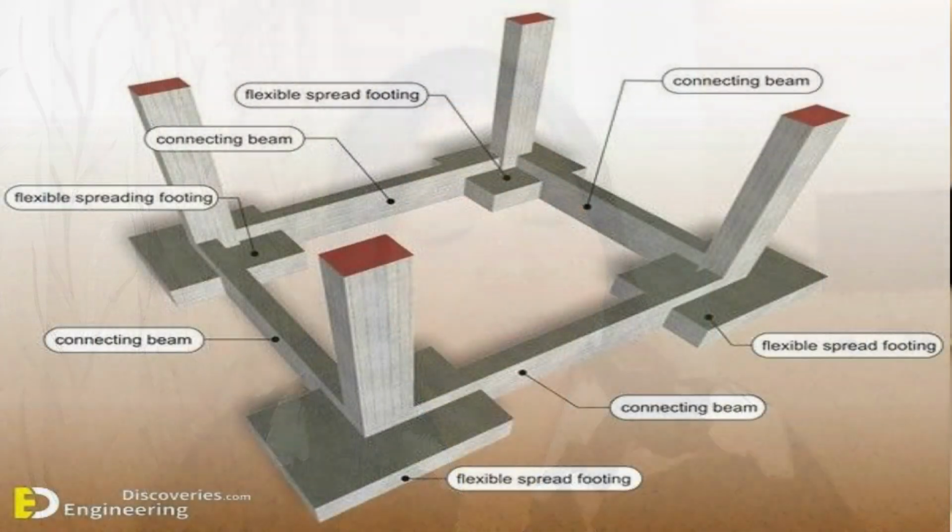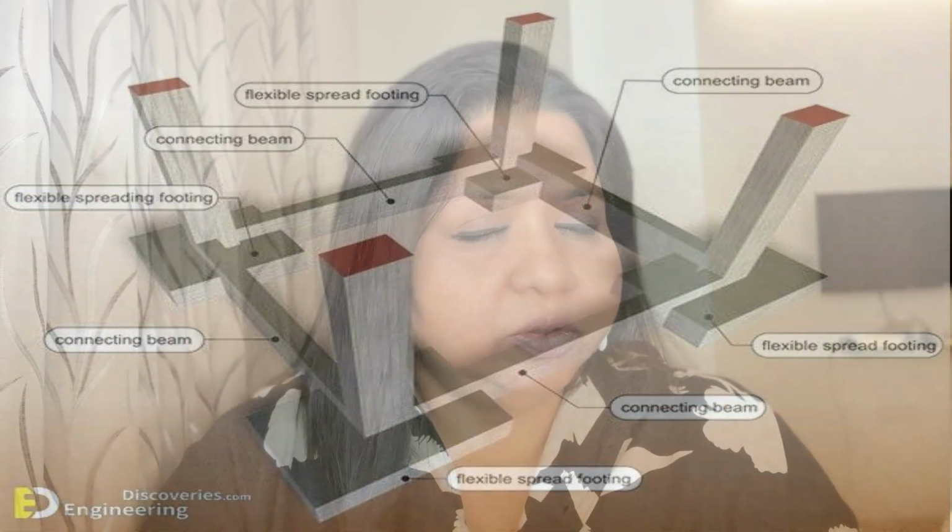The plinth or the tie beams tie all the footings together, and that is usually built so that the top of the tie beam is at the ground level, or maybe half of it is above the ground level and half of it is below the ground level, depending on the type of design that we are adopting. So this is your home's backbone.